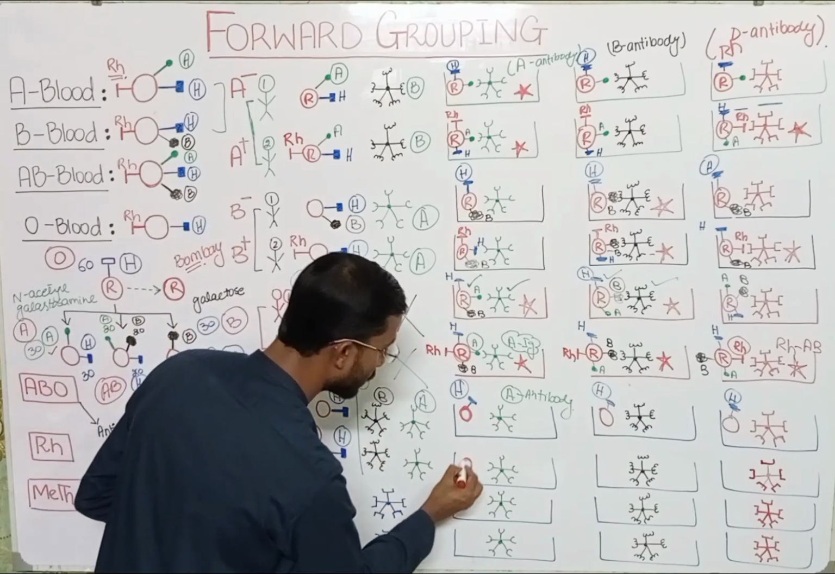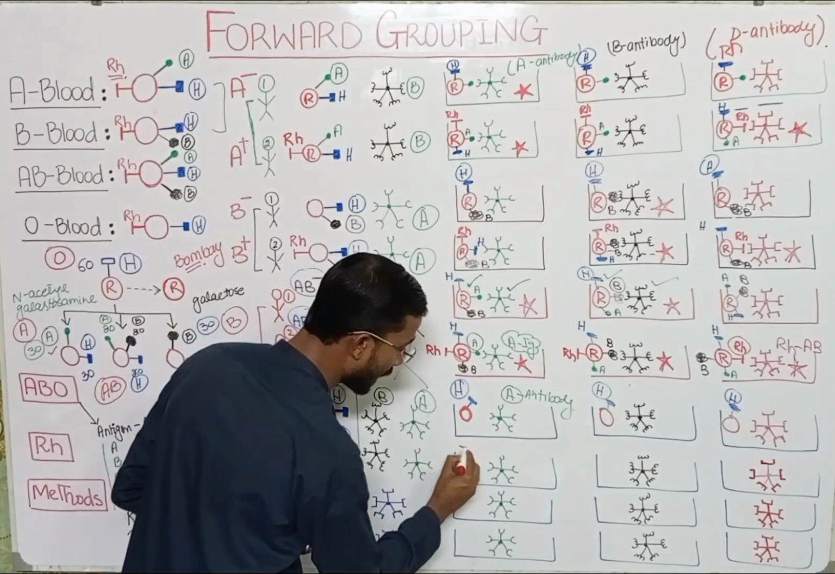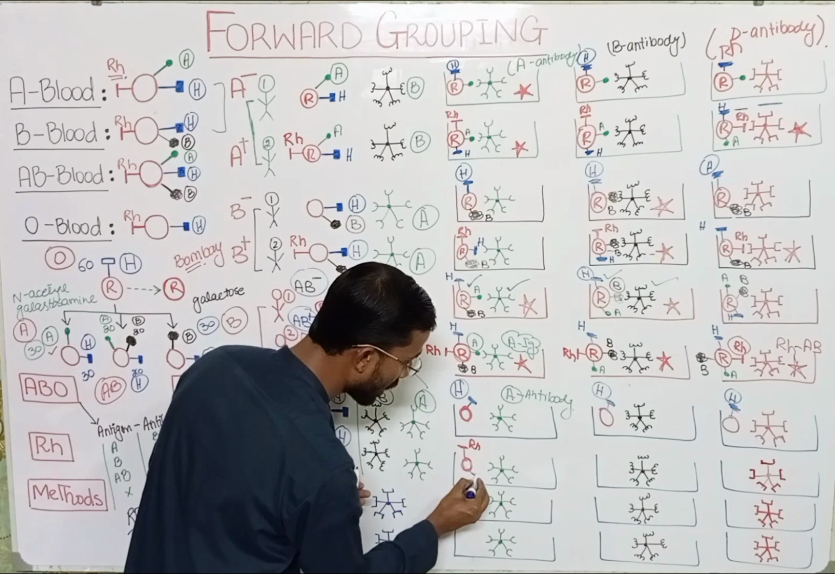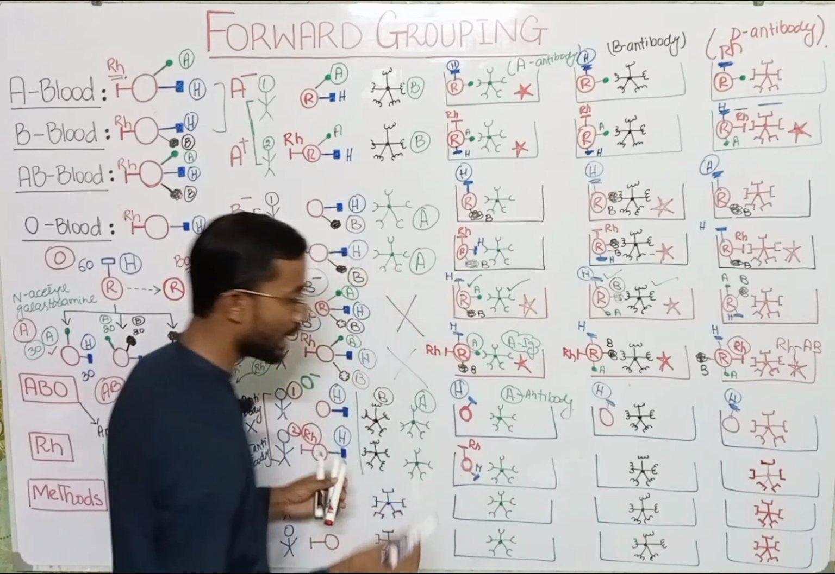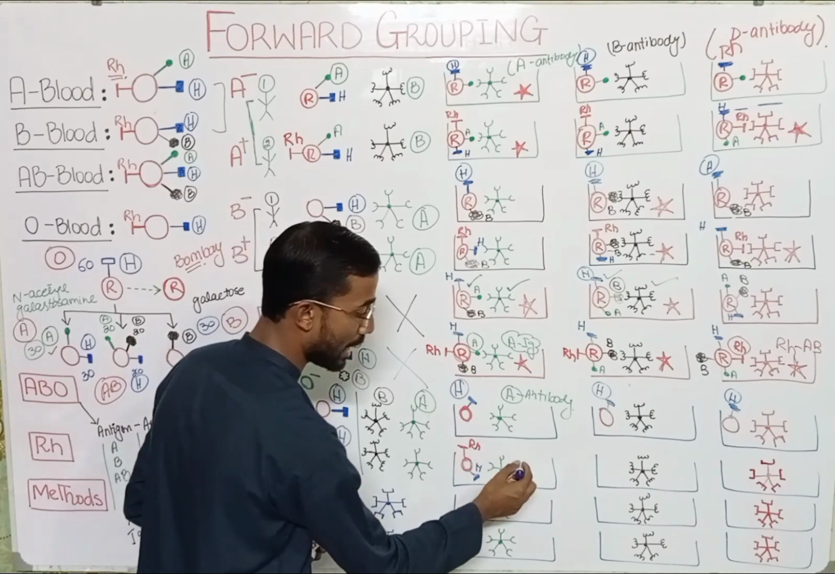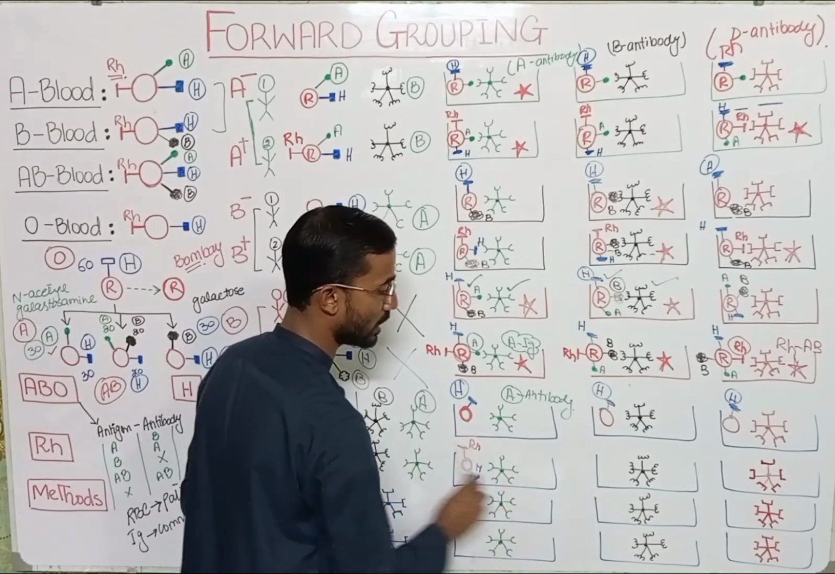So here is the case. These are the RBCs, and here is the Rh antigen and here is the H antigen. There is no A or B antigen against the A antibodies, so you will never see the agglutination in this case.